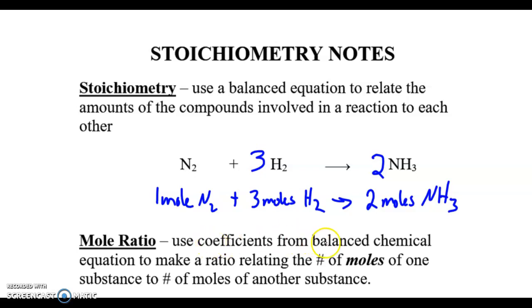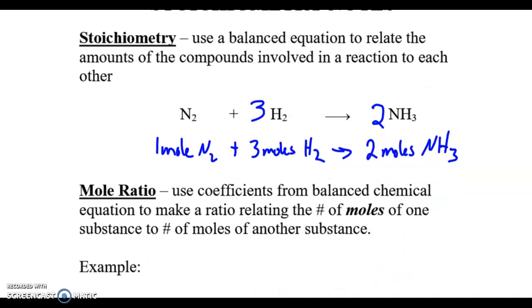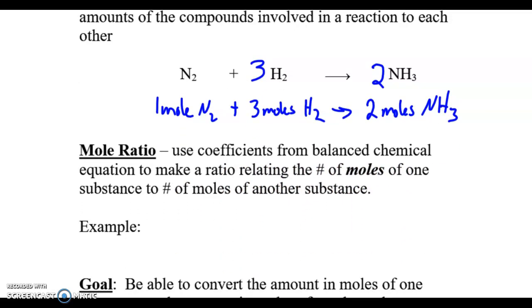So the coefficients from the balanced chemical equation make a ratio that relates the number of moles of one substance to the number of moles of another substance. So for example, if you have 1 mole of nitrogen, then at most you could make 2 moles of NH3. Here's how we would write that as a ratio, say like if we were using dimensional analysis or train tracks, as you might know them, to do this.